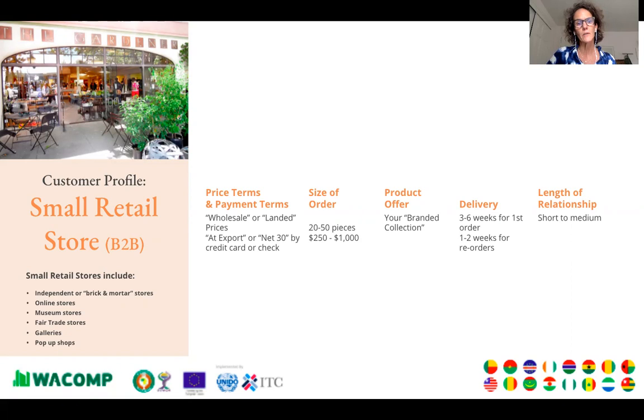Again, small retail stores are becoming increasingly interested in international brands like yours. So it's becoming increasingly a good target customer for many global fashion and handmade brands.